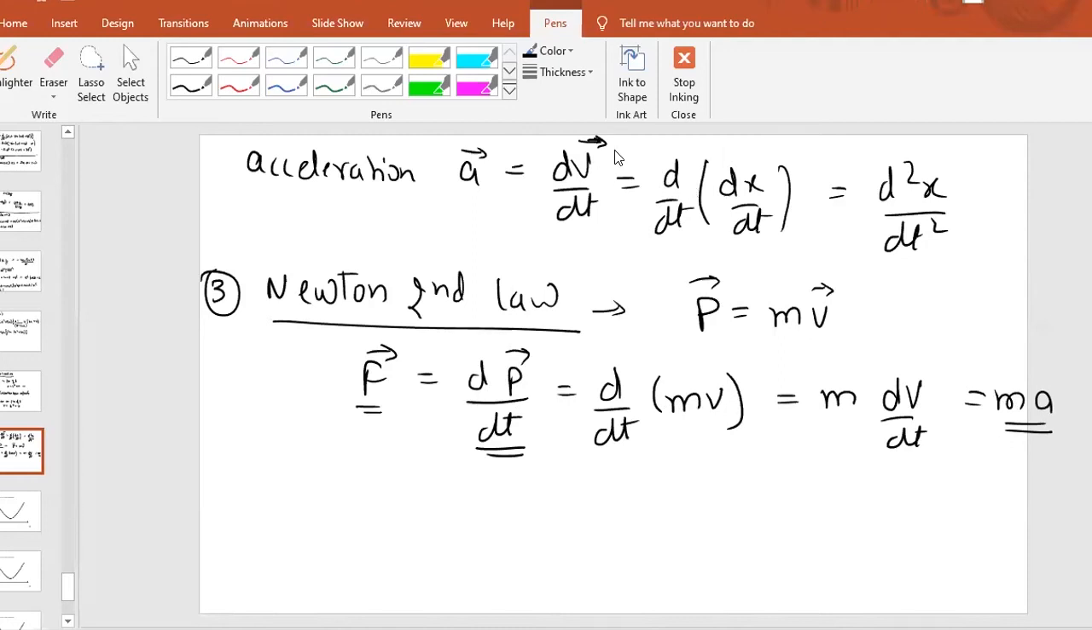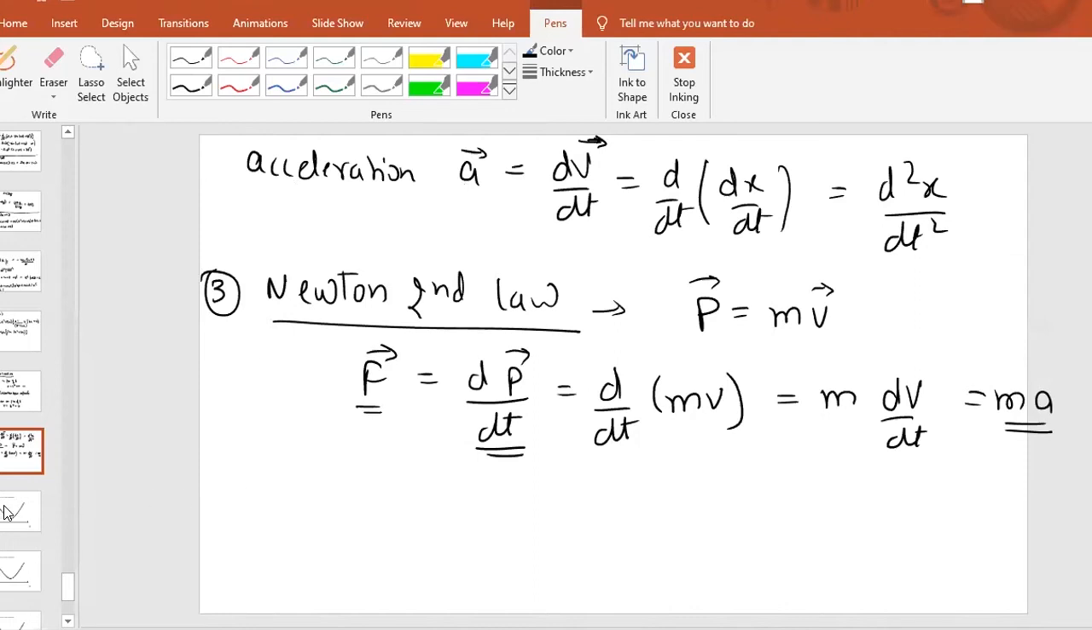Yes, and this arrow denotes a vector quantity. Whenever I write this arrow, it is a vector quantity. Vector quantity means it will have both magnitude as well as direction. This all I will teach you. I am just giving you the basic idea of how we can get the answer. So don't think that I will not teach you anything. I will teach you everything. I am just giving you a basic idea where we are using the derivative.